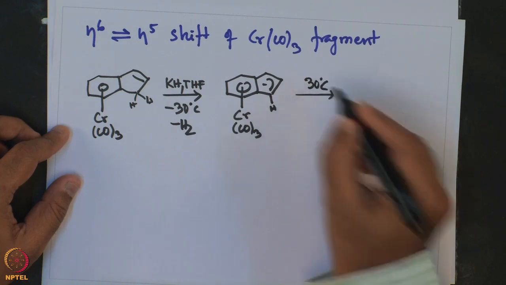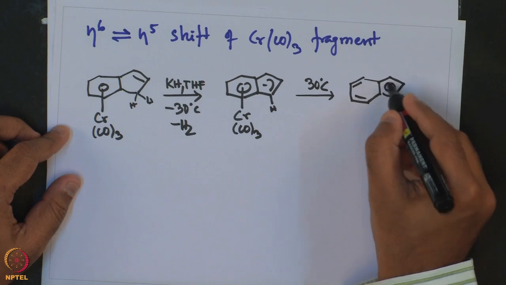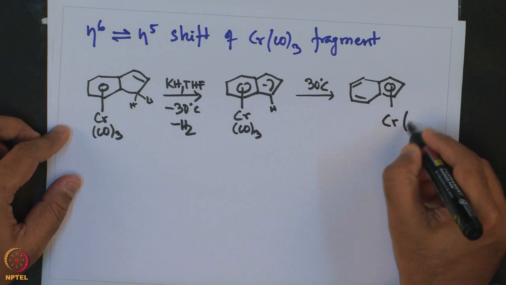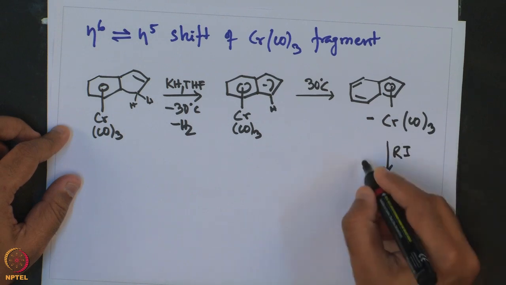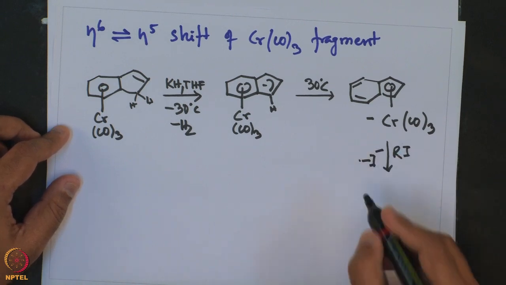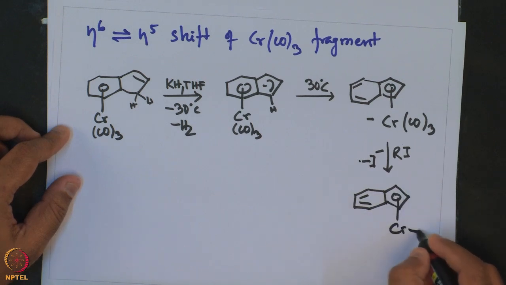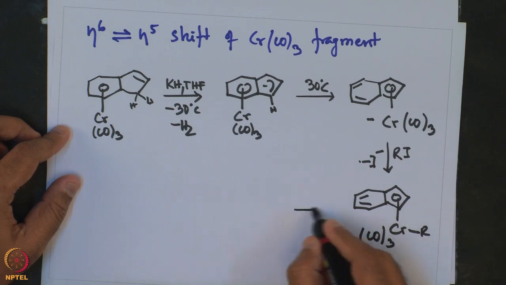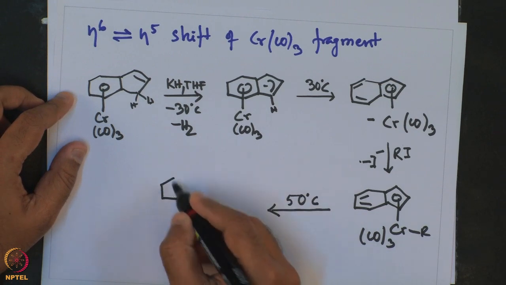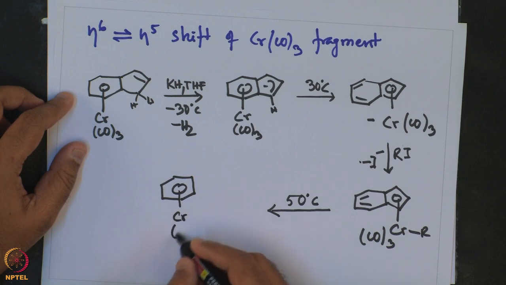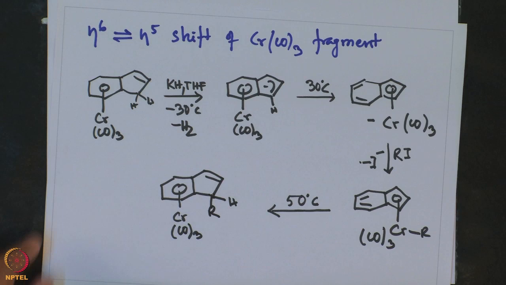which at minus 30 degrees centigrade undergoes the shift to give eta 5 bound chromium CO3 minus, which in presence of RI eliminates I minus, giving the alkylated chromium R CO3 that at 50 degrees centigrade gives back the original eta 6 bound chromium carbonyl R.